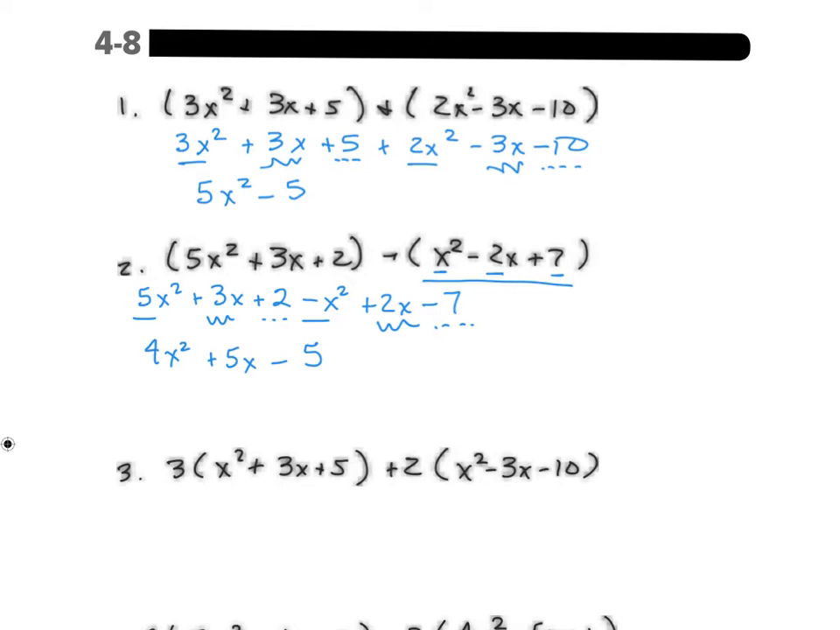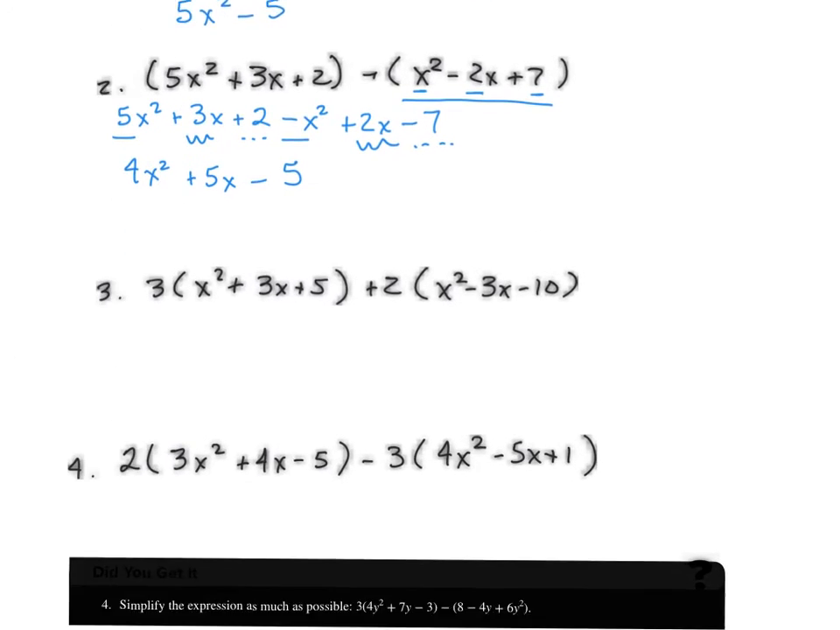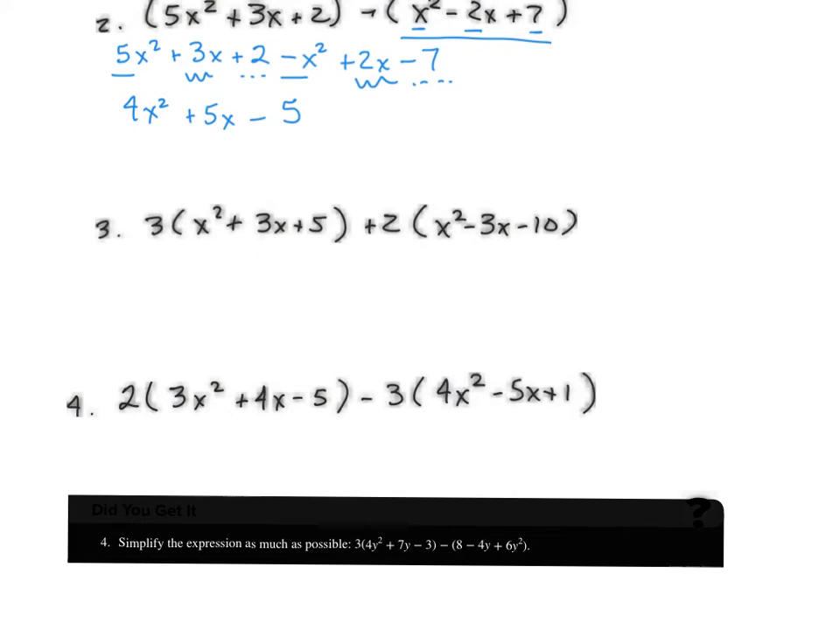So I am done. On number 3, we have to use the distributive property first. That will give me 3x squared plus 9x plus 15. Then I have a positive 2, which is distributed to each term here, so plus 2x squared minus 6x minus 20. Again, adding like terms, 3x squared plus 2x squared is 5x squared. A 9x minus 6x gives me plus 3x. And the 15 minus 20 gives me a negative 5.